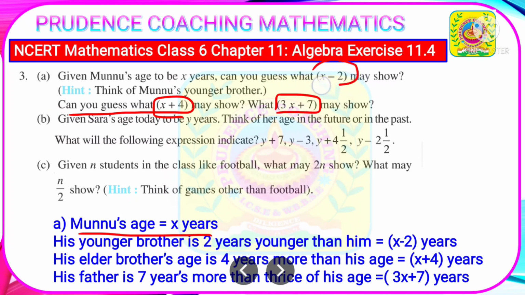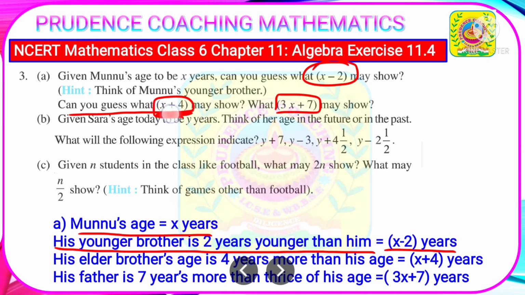Now if we talk about X minus 2, it may be his younger brother or sister. So you can just write his younger brother is 2 years younger than him. So you can write X minus 2 years like this. You can just guess it and you just write like this. And you can see X plus 4.